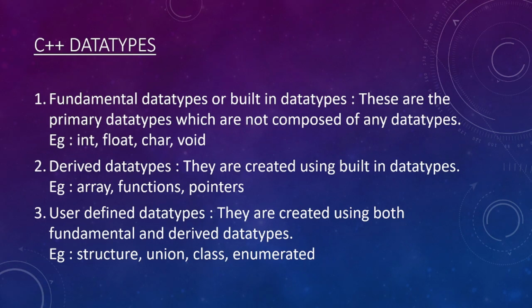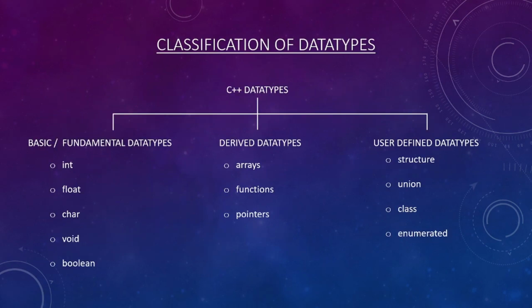They are created using both fundamental and derived data types, right? Using fundamental and derived data types, I can create my own data type according to the problem or the program I am working on, right? So that is nothing but user defined data type. Examples are structure, union, class, enumerated. We'll be learning structure and class in detail.